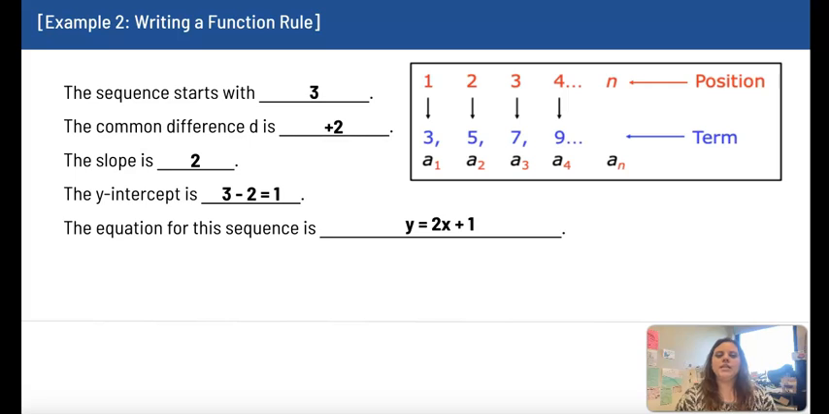So you just need the starting number and the common difference in order to figure out the equation that represents this rule. This means that I can now say the 100th number in this sequence, I would take 100 times 2 plus 1. So the 100th number in this sequence is 201. And I don't have to list out all 100 numbers.